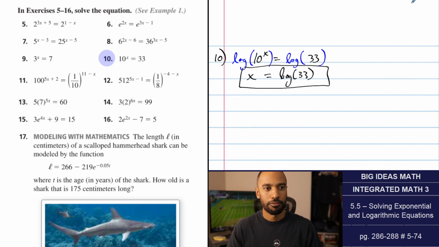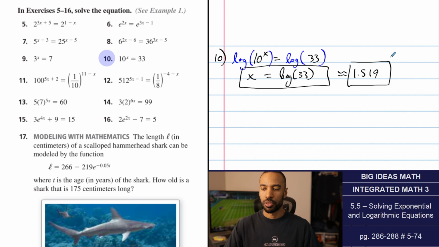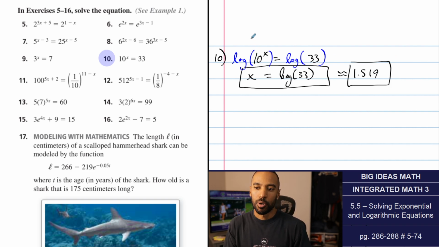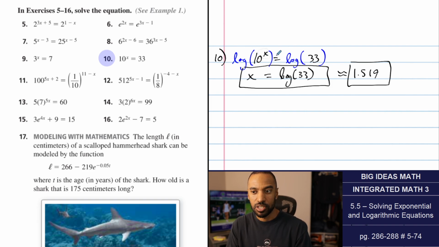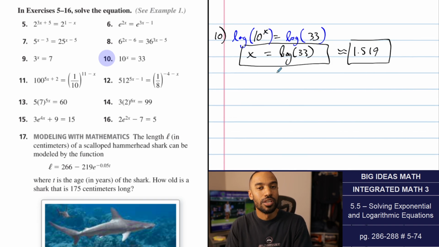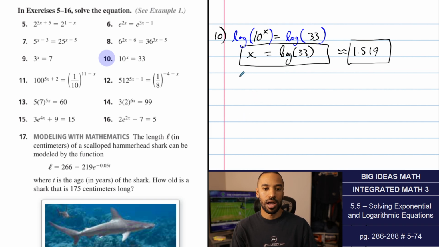So it's 1.519. 10 to that power is going to be 33. That's rounded. Remember, what I previously did is you spit the x out, you divide both sides by log of 10, but hey, the log of 10 is 1. So log of 33 over 1 is still log of 33, and that's all you get from that.